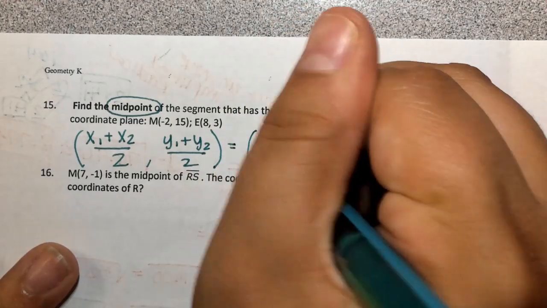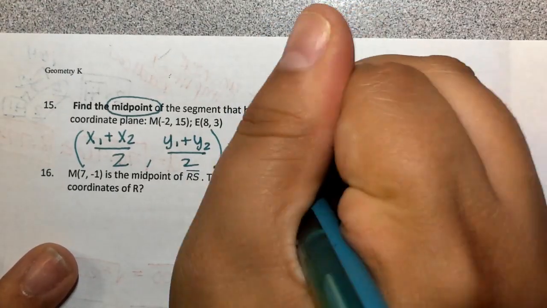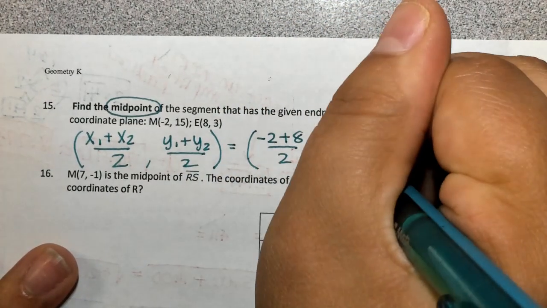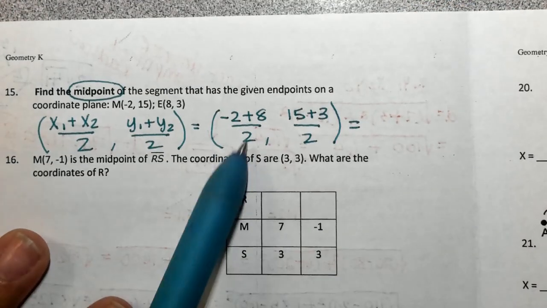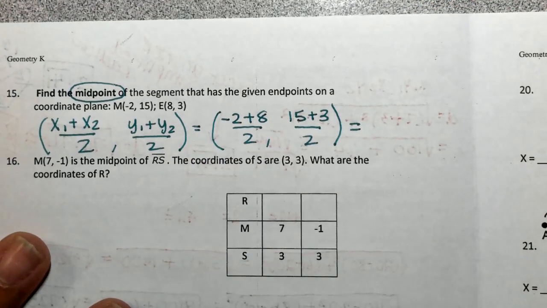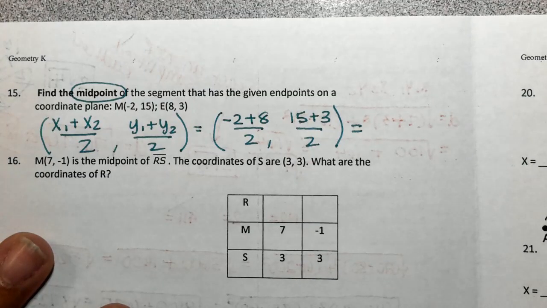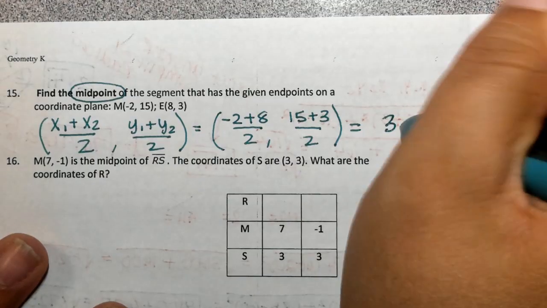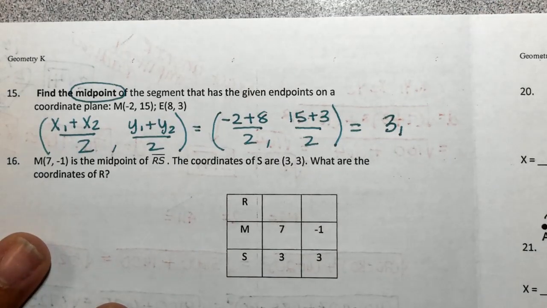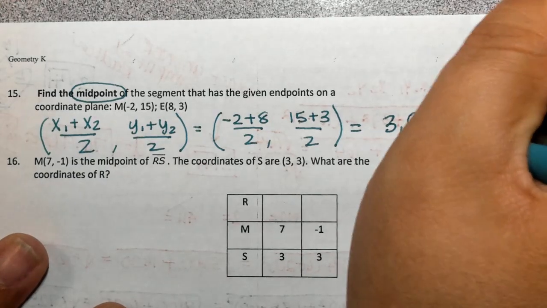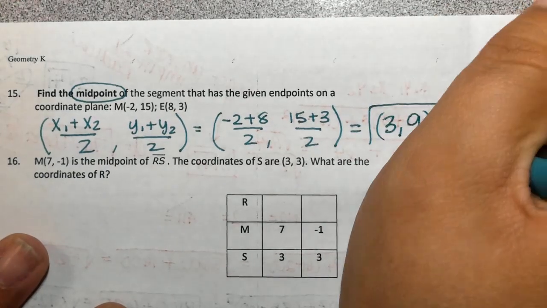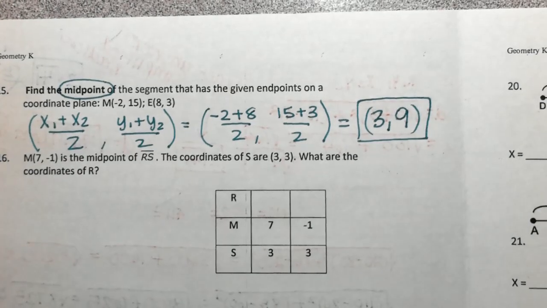So in this case, we're going to add your x's, add your y's, and divide by 2. What is negative 2 plus 8? 6 divided by 2? 3. What is 15 plus 3? 18. Divided by 2? Bam. That's your answer.